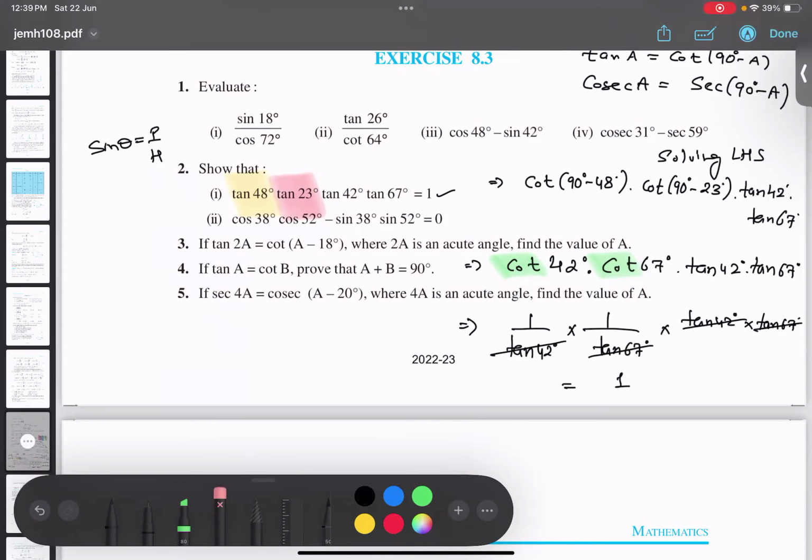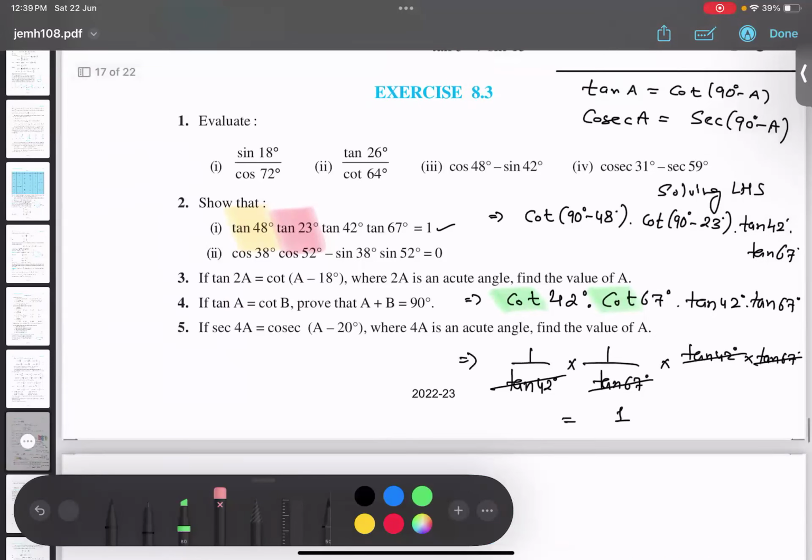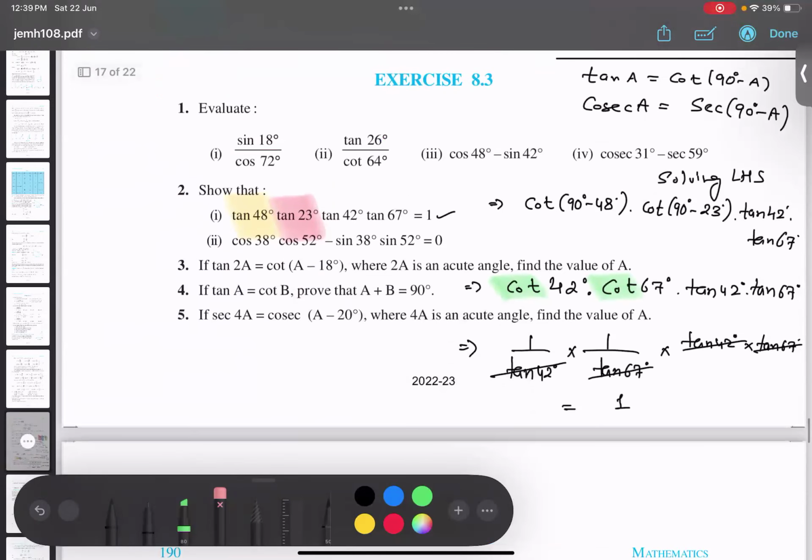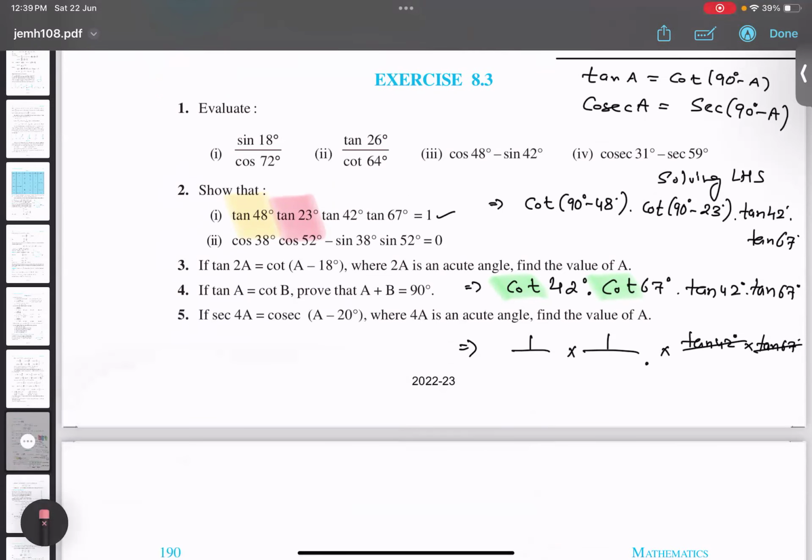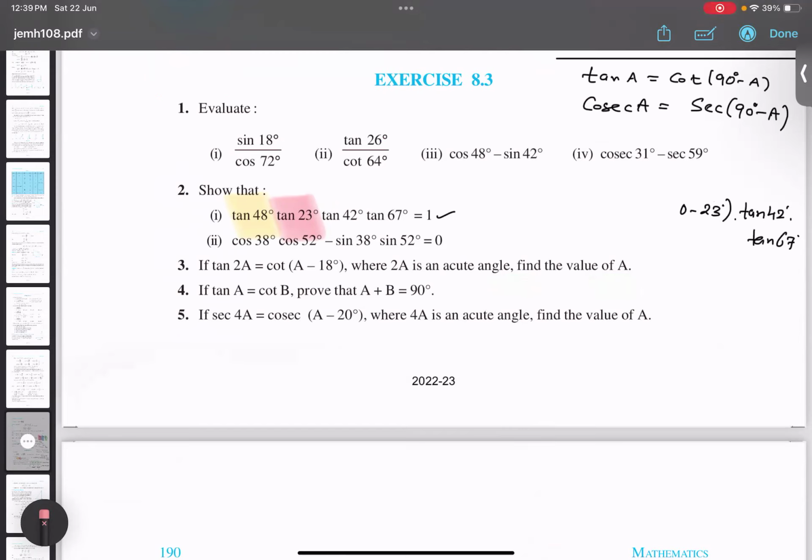I hope this second question, first part is clear. Quickly take a screenshot so that I can discuss. Second part, I'll just give you the hint. You have to try after revising the first part. Should I discuss now?